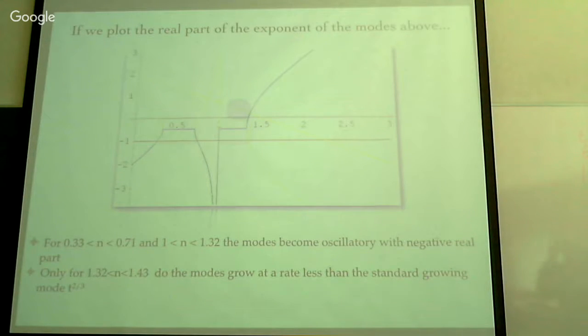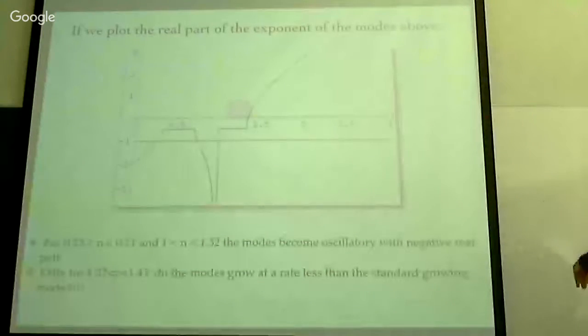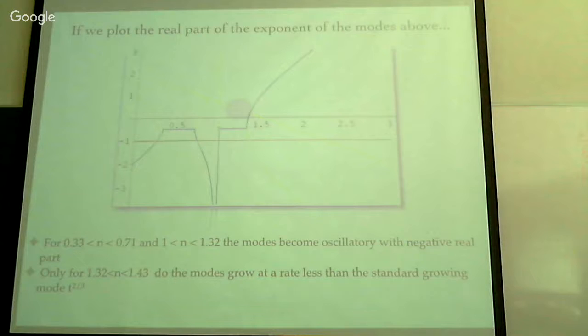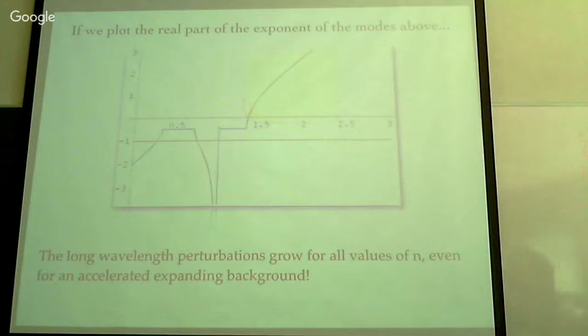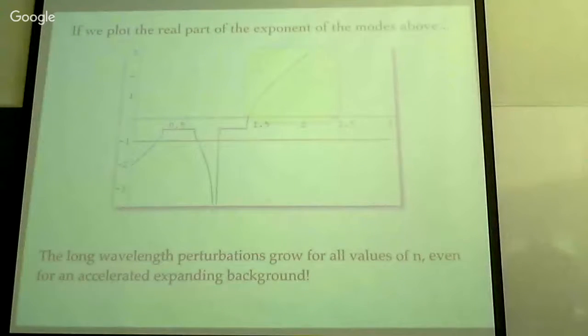Also, normally the perturbations grow faster than the GR ones. There's only a very small interval of n in which the modes grow less than the standard t to the power of 2/3. The most surprising feature is another one. It's the fact that there is always a growing mode, even when your background becomes an accelerated background. This means that within the context of f(R) gravity, even if you are in eternal inflation, you can actually collapse structures. And this is a complete game changer in terms of how perturbations work in this theory.